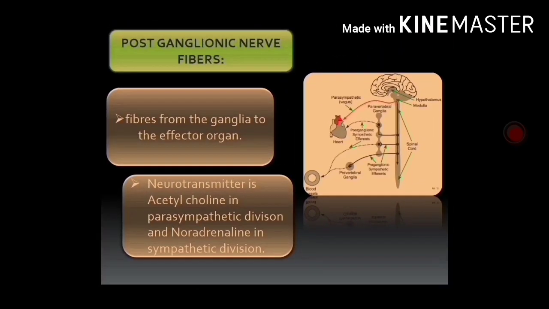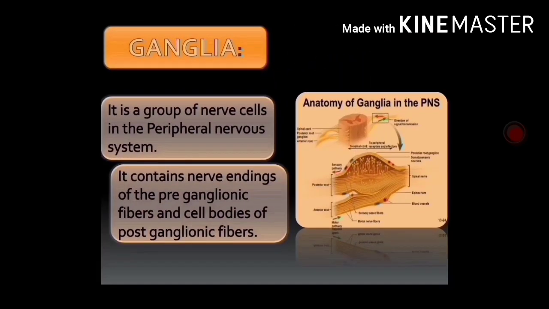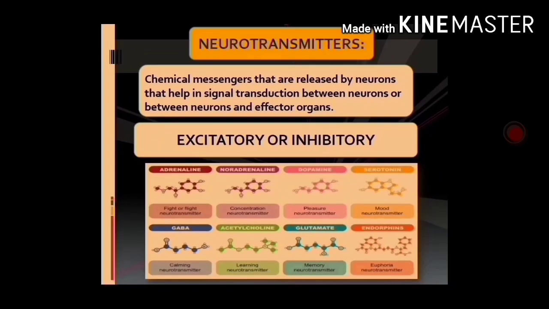Then we have the postganglionic fibers. These are the fibers from the ganglia to the effector organ. The neurotransmitters they use are, in the parasympathetic division they use acetylcholine, and in the sympathetic division they use noradrenaline. Then the next component is the ganglia. It is a group of nerve cells in the peripheral nervous system. It consists of nerve endings of the preganglionic fibers and cell bodies of the ganglionic fibers.